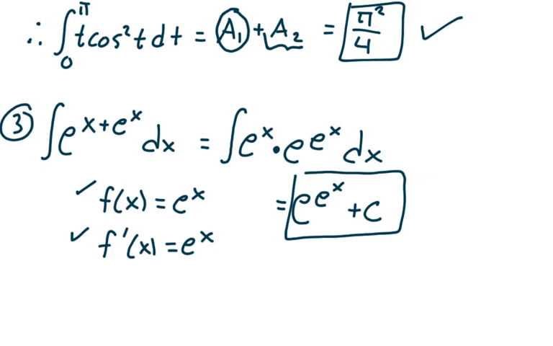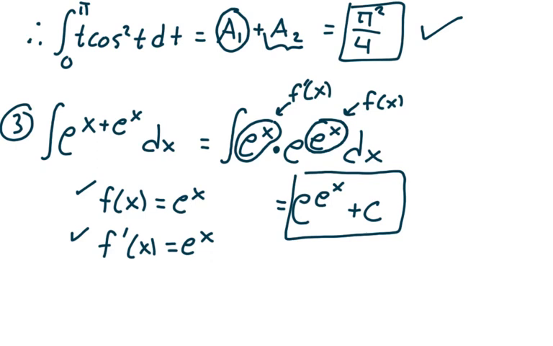So let me circle which one is which. This e to the x right here, I'm calling f of x. Okay. The e to the x over here, I'm calling f prime of x.